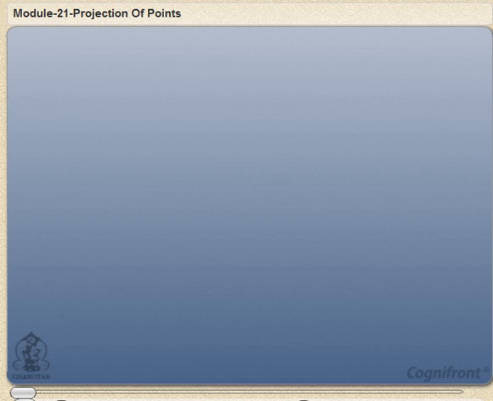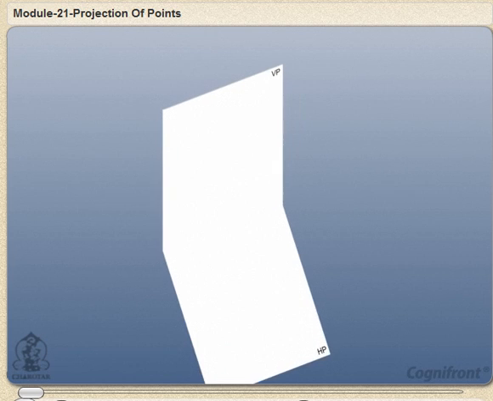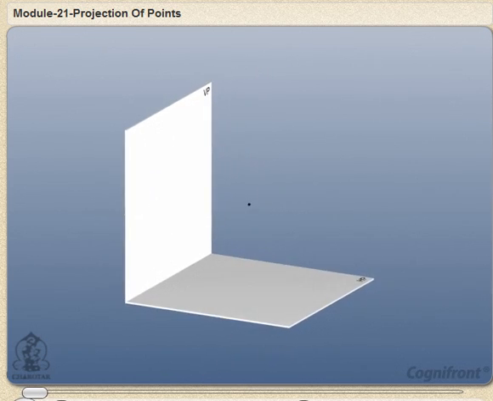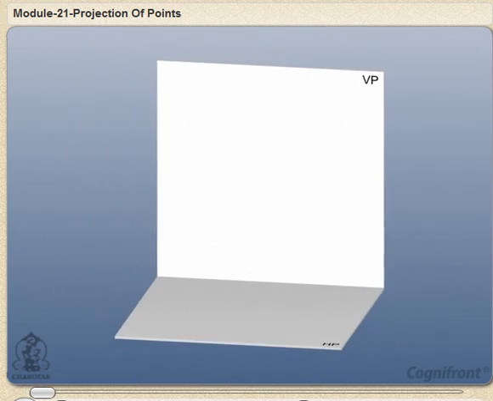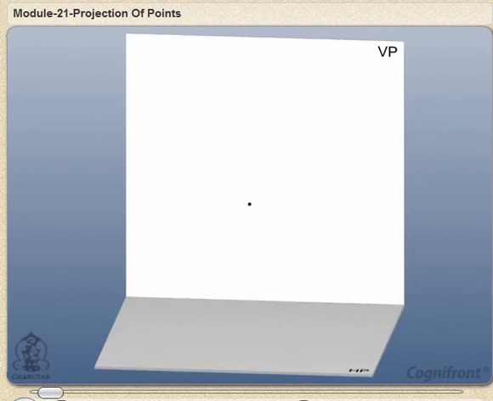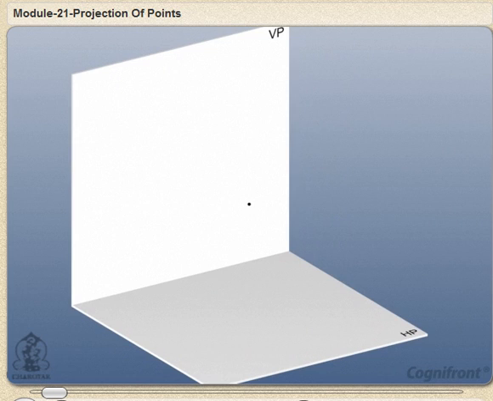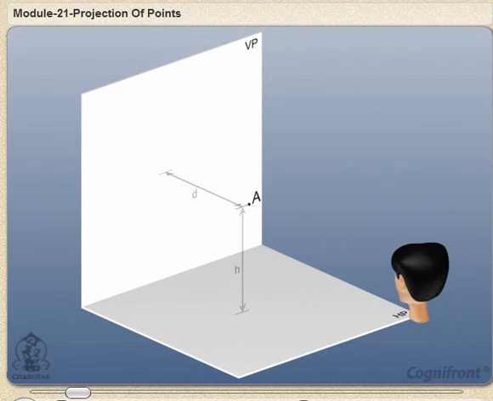Hi friends, let's start with actual construction of orthogonal projections of points, lines and planes. First, we'll study the projection of simplest geometrical element as a point. So, let's start with an example. Here, a point object A is located in the first quadrant at a height of h units above HP and distance of d units in front of VP. An observer is looking at the point in the direction of the arrow.